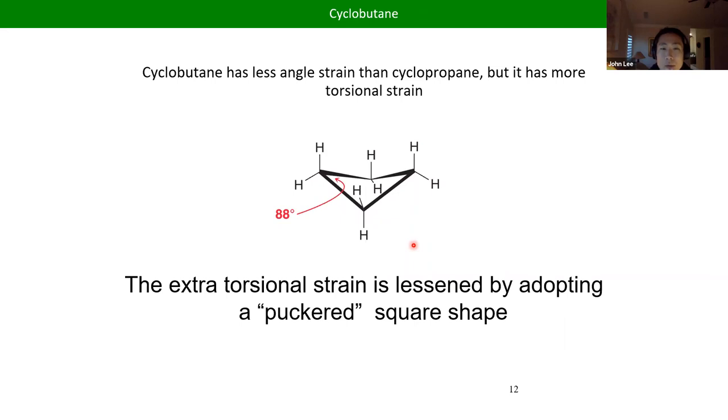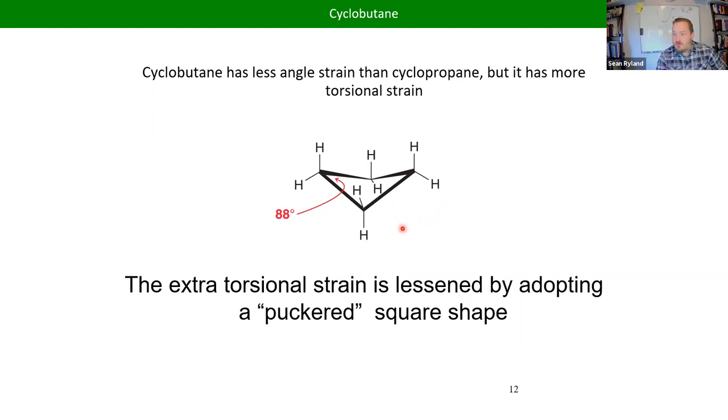So Sean, yeah, for cyclopropane, could you say that it has any torsional strain, or is it that it can't be lessened because it kind of has nowhere to go? It's always going to be a plane.